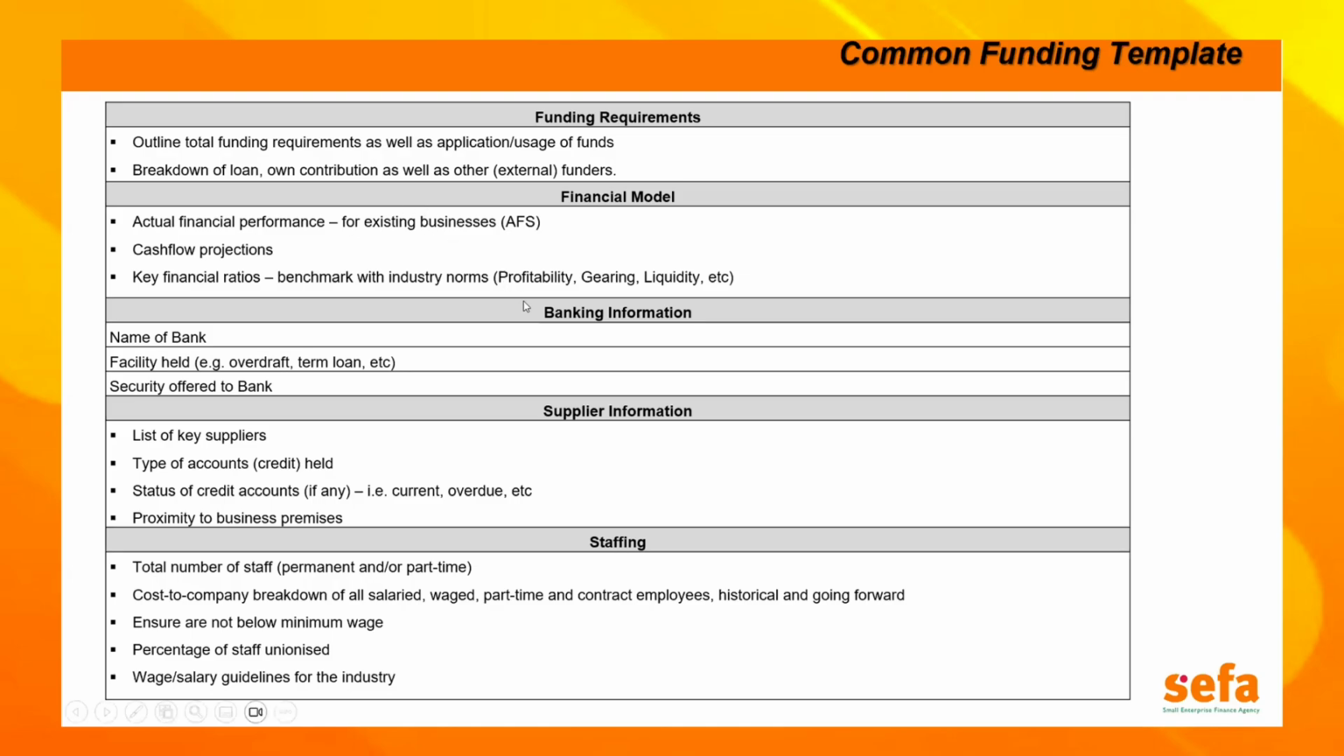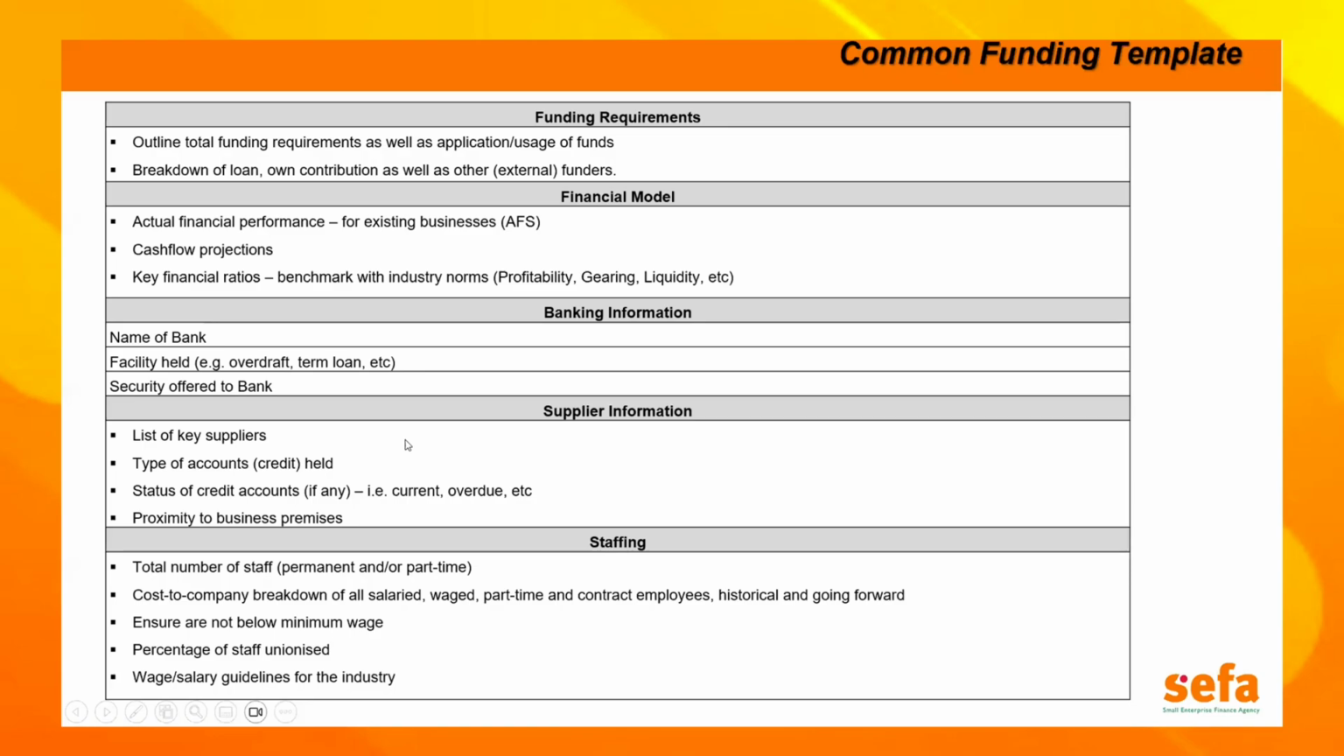The other section of the common funding template will be the banking information. Most of the clients that we assist will have some form of banking facilities with certain banks. Now we need to know the name of the bank, the facility that exists there, whether it's an overdraft, term loan, mortgage, whatever the case is, and then the security, if there's any security that has been offered to the bank. This gives us as a lender a holistic view in terms of who are the other creditors that the business is exposed to.